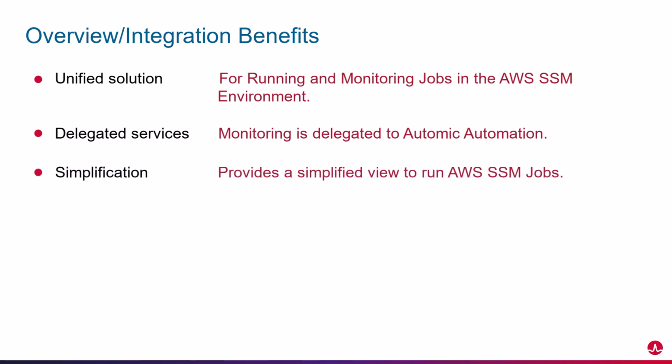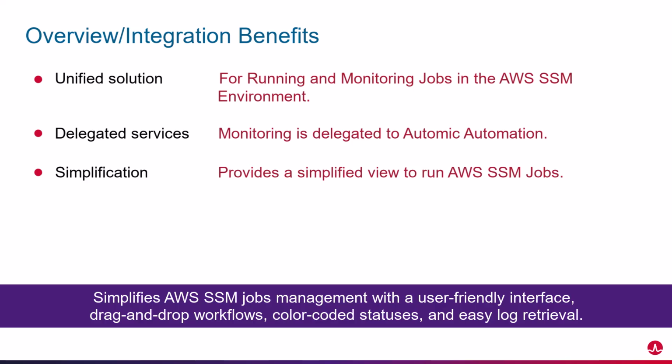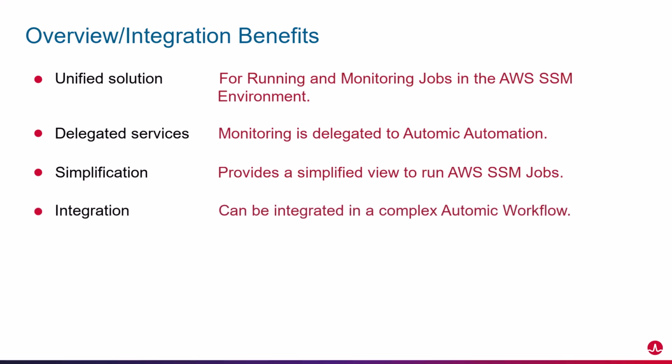The Automic Automation integration provides a simplified view to run jobs in AWS SSM. Automic Automation lets us build configurations with intuitive interfaces like drag-and-drop workflows and supervise processes in simple dashboard tools designed natively for operations. Statuses are color-coded, and retrieving logs is done with a basic right-click. From an operations perspective, Automic Automation highly simplifies the configuration and orchestration of AWS SSM jobs.